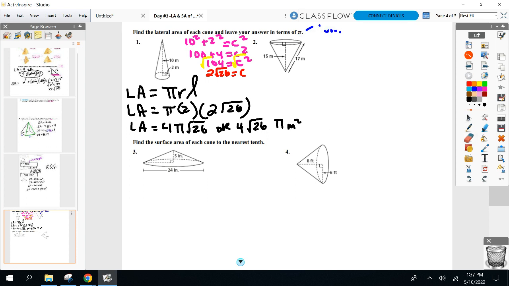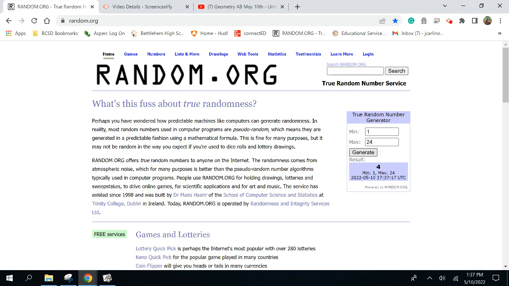That's over with. Let's find the lateral area. Pi r L. Ooh, a little something different here, huh? 4.